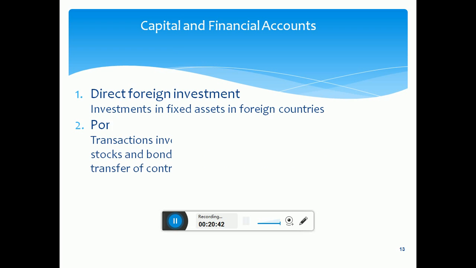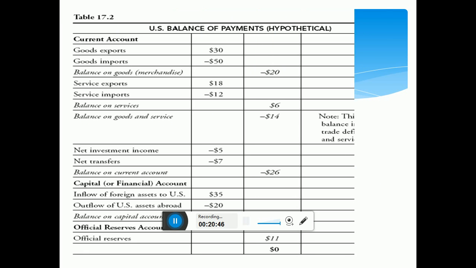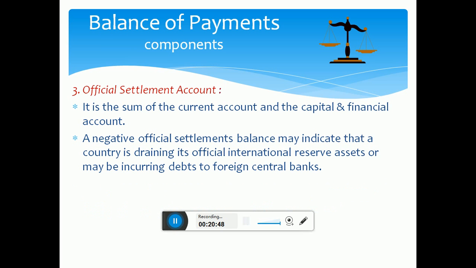the capital and financial account, and then we will discuss the official settlement account. So inshallah, for today it is enough. Inshallah, in the next class we'll discuss the capital account.